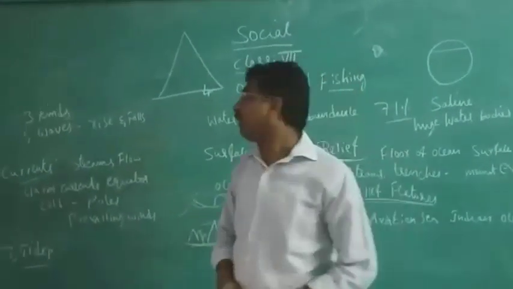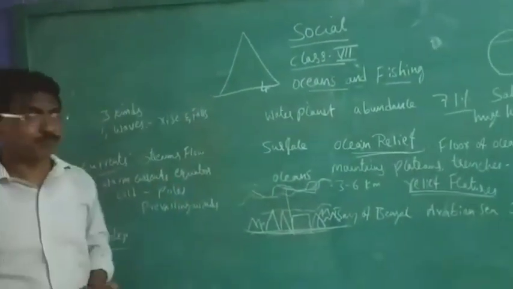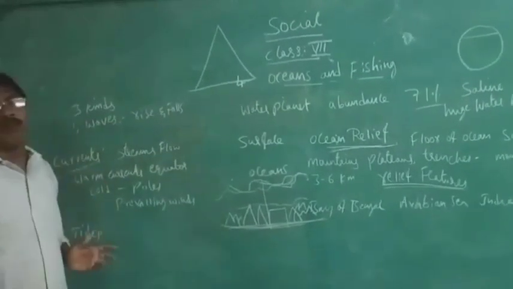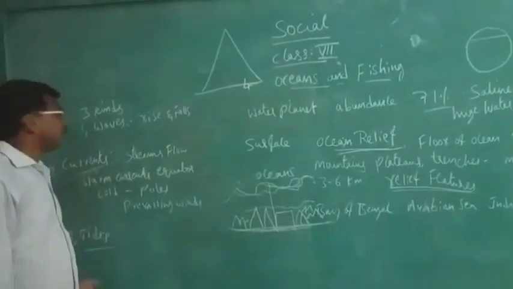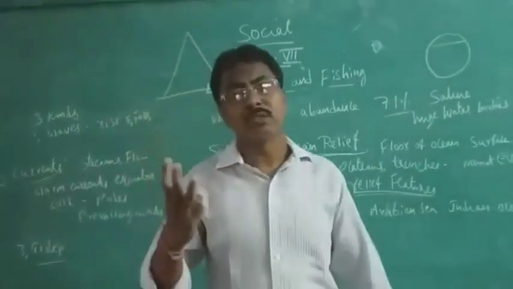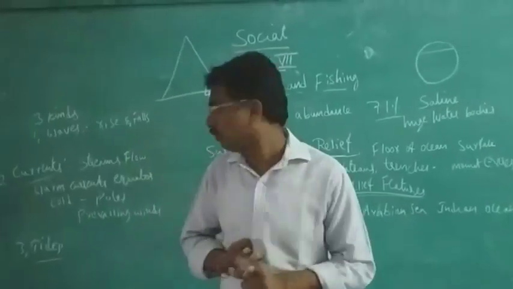And next I am going to tell you about the ocean. Oceans are of 3 kinds. What is that? You see here: waves, currents and tides. There are 3 kinds. Ocean water movements are of 3 kinds, that are waves, tides and also currents.